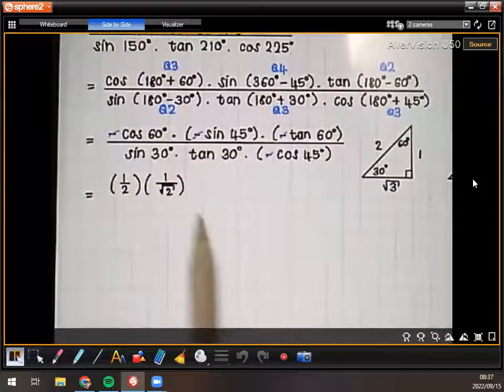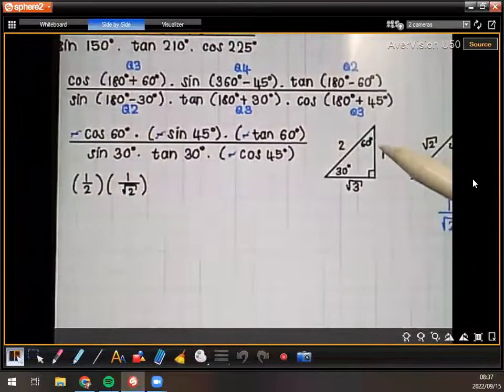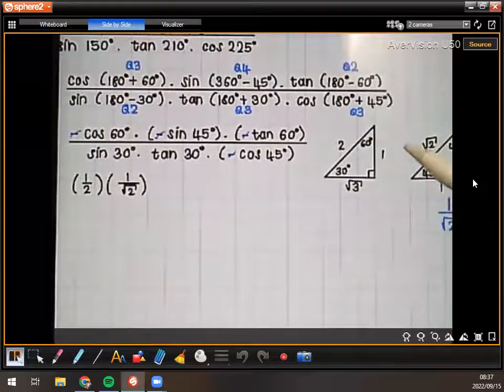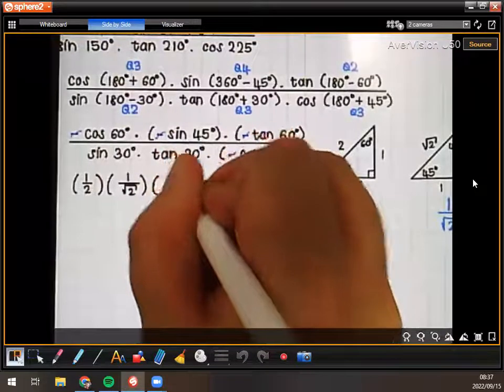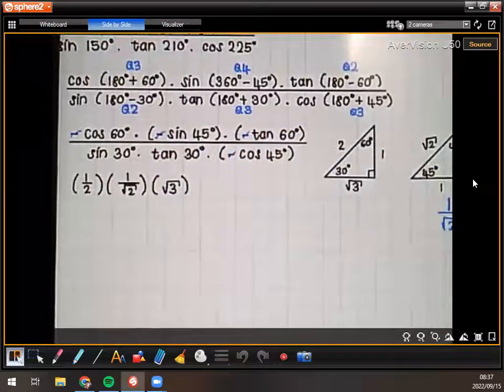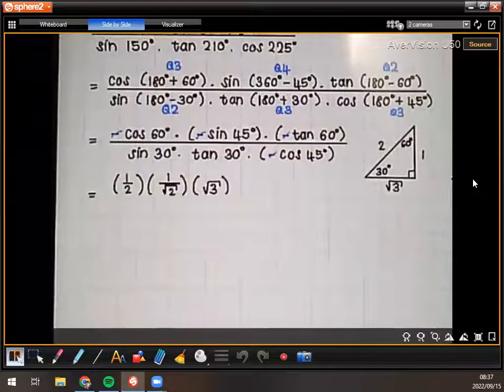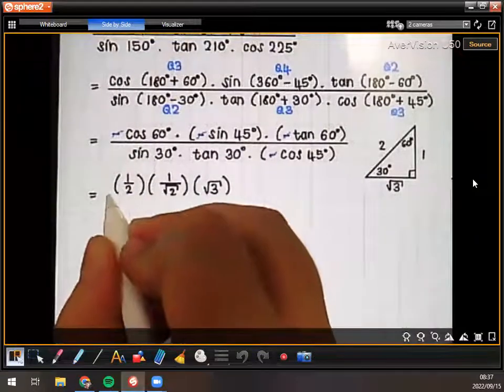Okay, next one, tan of 60. Again, we're looking at 60 degrees. Tan is opposite over adjacent. So √3/1. You can just write √3 if you want. And over the 3 in our numerator.